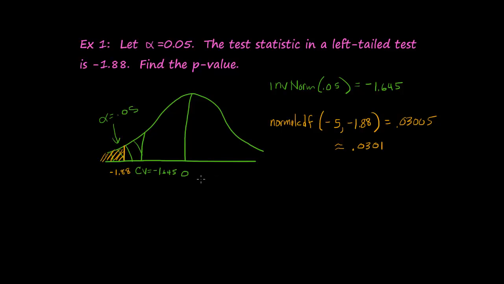Also notice that the test statistic, negative 1.88, falls within the critical region here. That's cut off by the critical value. Remember, the critical value separates the z-scores that are likely to occur, these on the right, from those that are unlikely to occur. So we would reject. Let's look at another example.